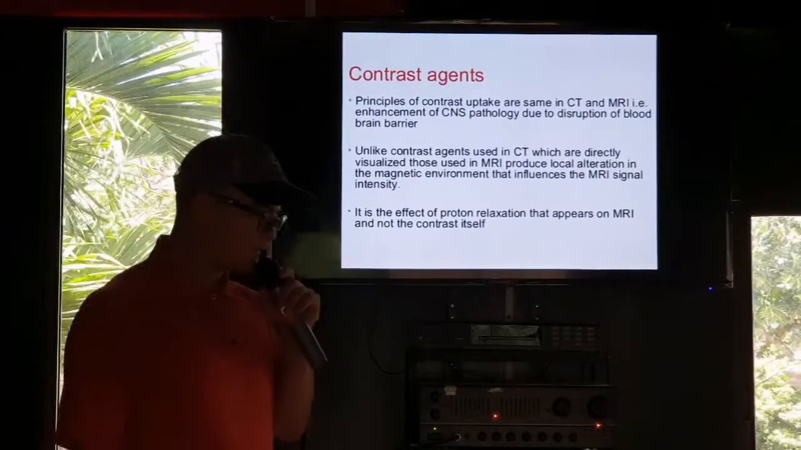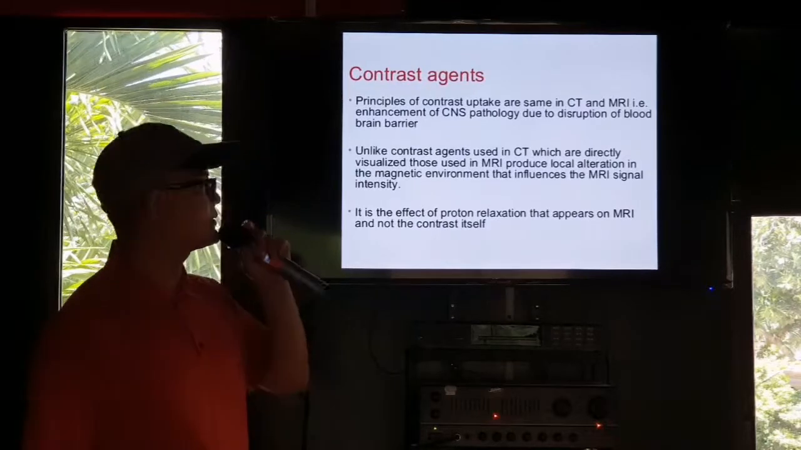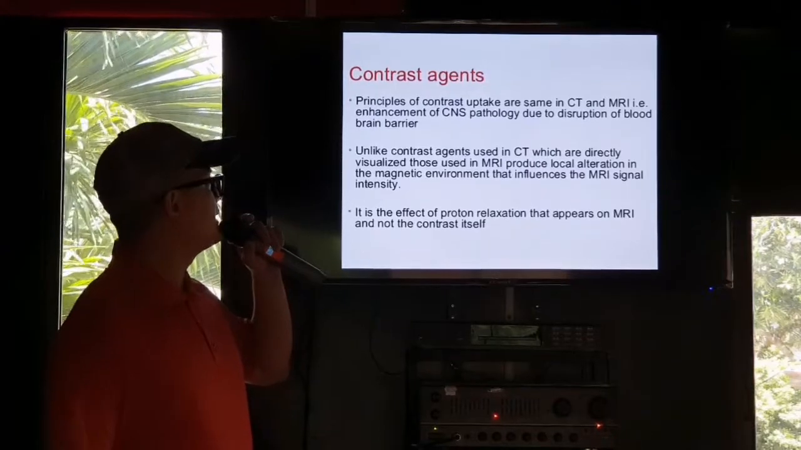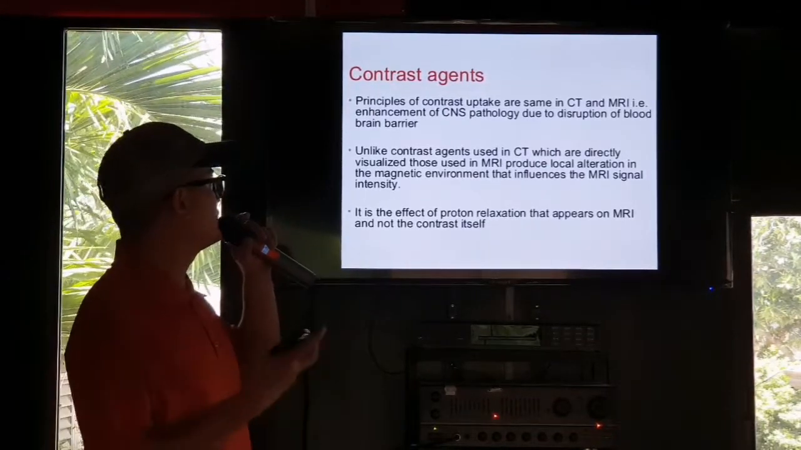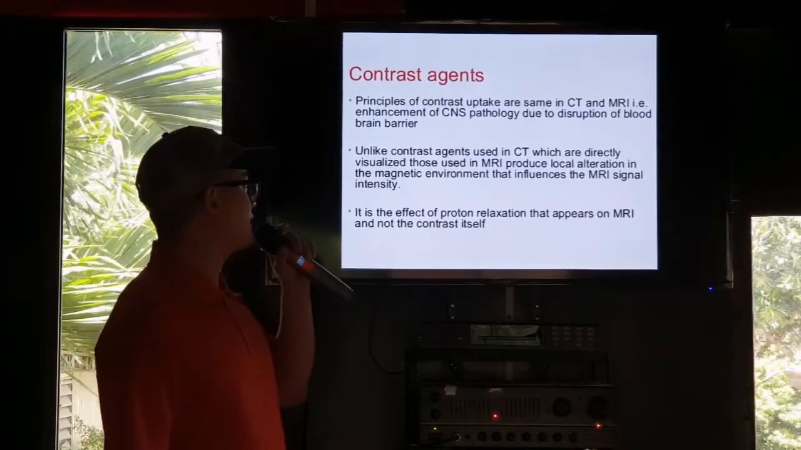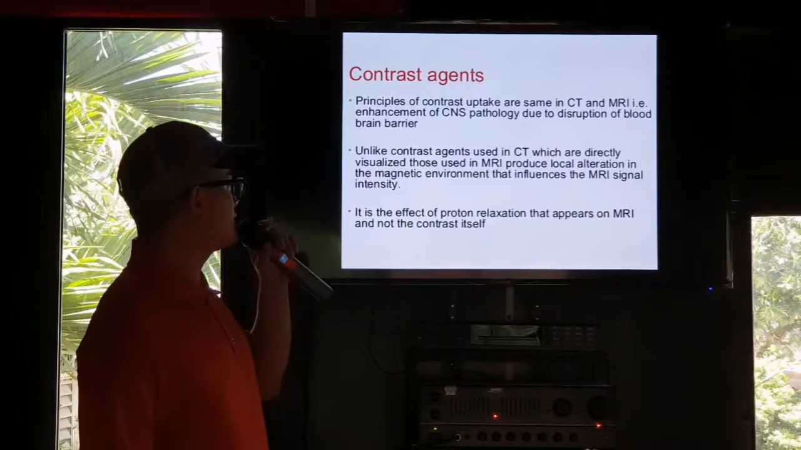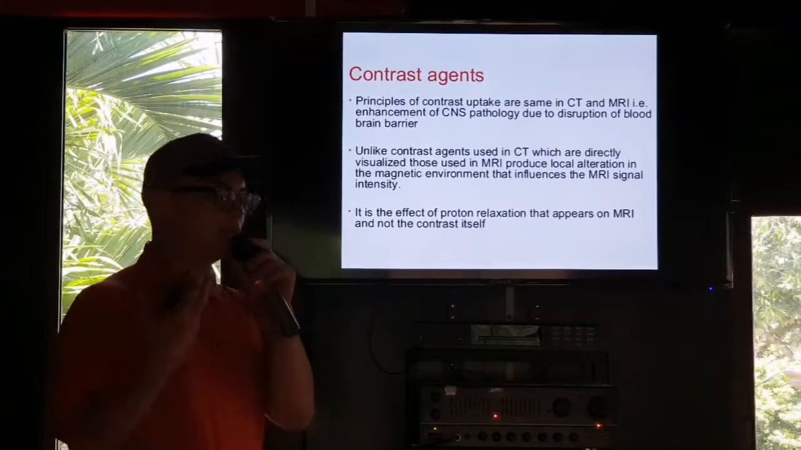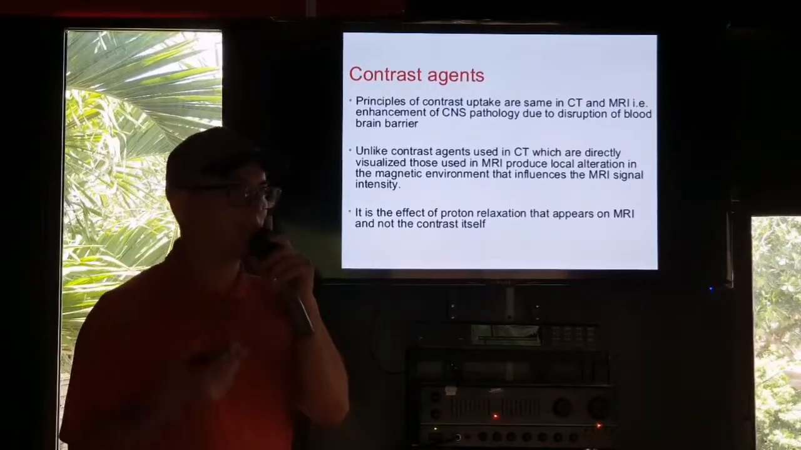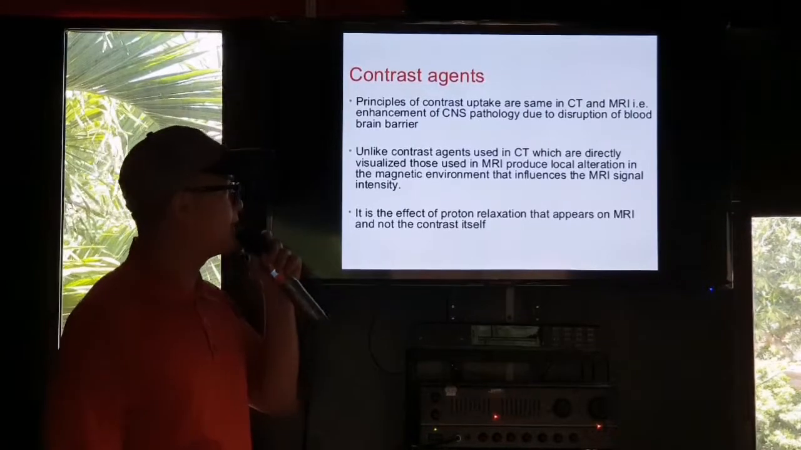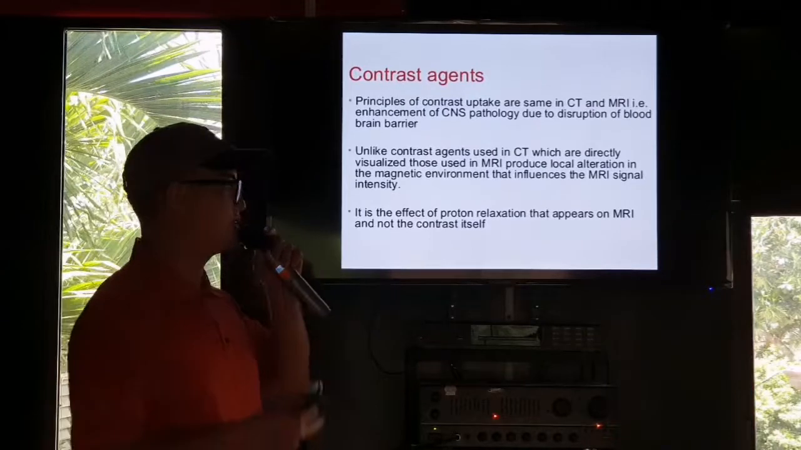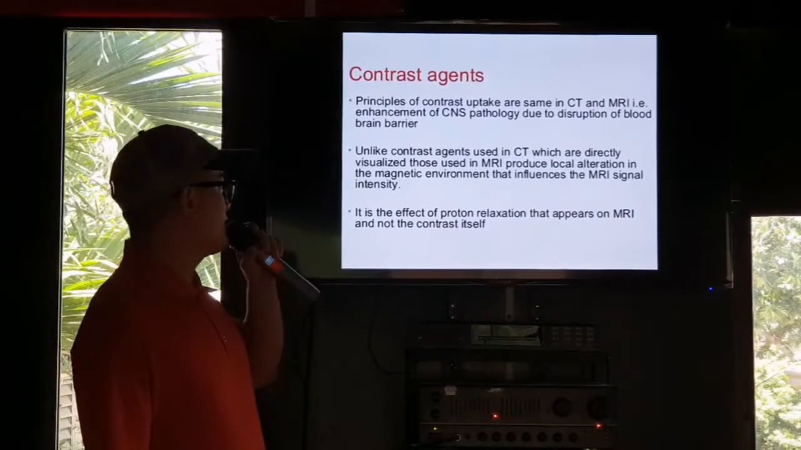Okay, contrast agents. Sometimes you request for MRI and you request for contrast, right? Principle of contrast uptake are the same in CT and MRI. They enhance CNS pathology due to disruption of blood-brain barrier. Unlike contrast agents used in CT, which are directly visualized, those used in MR produce local alterations in the magnetic environment. That's why the most popular contrast used in MRI is gadolinium, which is a heavy metal, because it produces a disruption in the magnetic environment because it's metal that influences the MRI signal intensity.